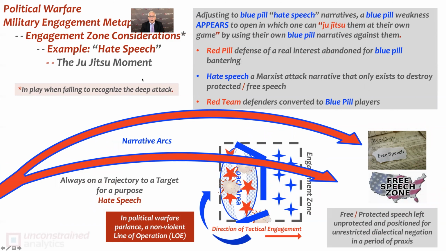Adjusting to blue pill hate speech narratives, you spot in your diligent battle a blue pill weakness that appears. And you all of a sudden conclude that when that weakness appears, you can jujitsu them at their own game by using their own red pill narratives against them. What just happened when you did that? I'm going to tell you what happened.